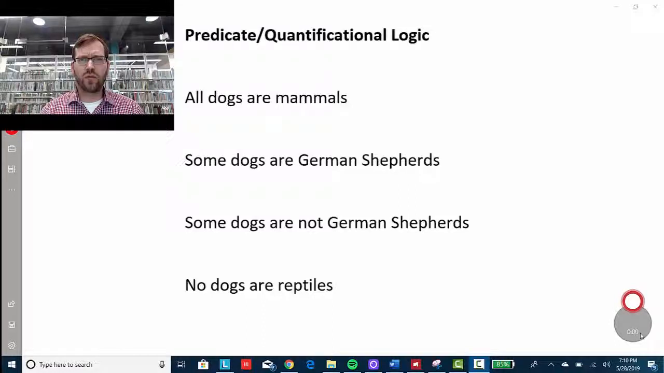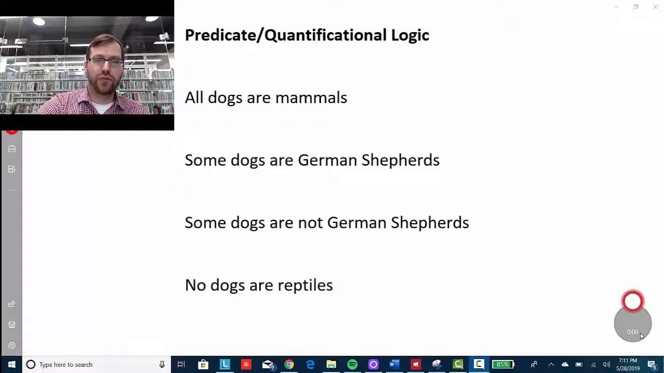All right, let's take a look at what it's going to look like once we do introduce quantification. Here we have, again, 4 sentences. Notice in this case, each of our sentences talks about a quantity of something. All dogs, some dogs are not, and no dogs. All right, so how can we symbolize these statements?